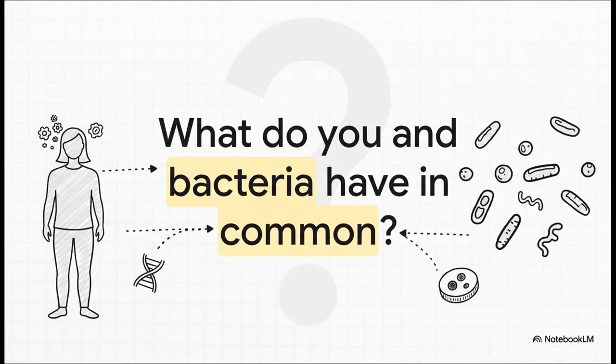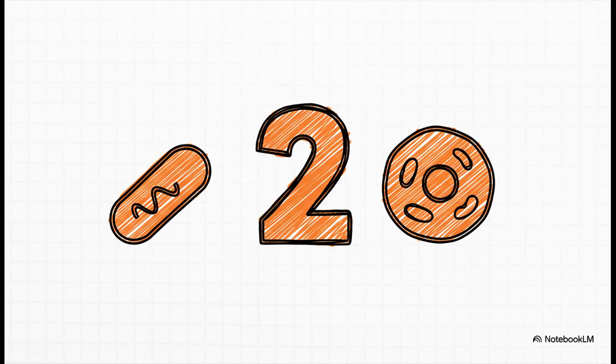Think about yourself, and then think about the trillions of tiny bacteria living on your skin right this second. What on earth could you two possibly have in common? The answer? You're both made of cells. It's the one thing all life shares. But here's the really wild part. In the nearly 4 billion years that life has been around, it has only ever come up with just two basic designs for a cell.